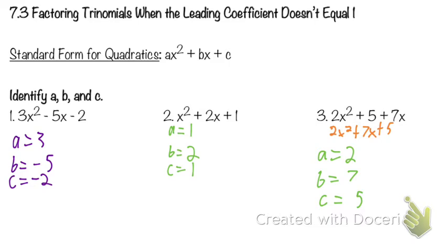Okay. Any questions on number 3? So just, regardless of what order they're in, whatever would be second in the correct order is our B. Whatever's with the x to the first is our B.